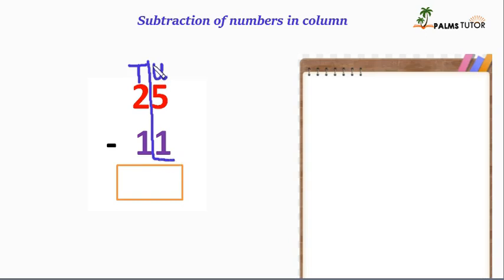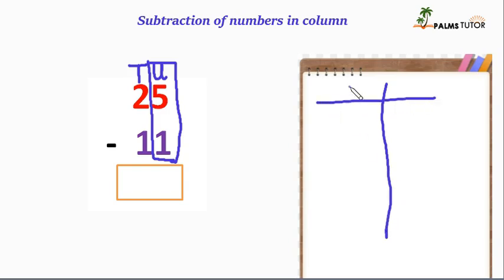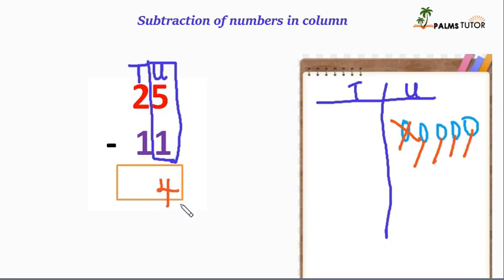We count 5 and take away 1. Tens and units. 5 take away 1. 1, 2, 3, 4, 5. Take away 1. How many do we have left? 1, 2, 3, 4. 5 minus 1 equals 4. Tens place. We count 1, 2. Take away 1. We have 1 left. 25 minus 11 gives us 14.